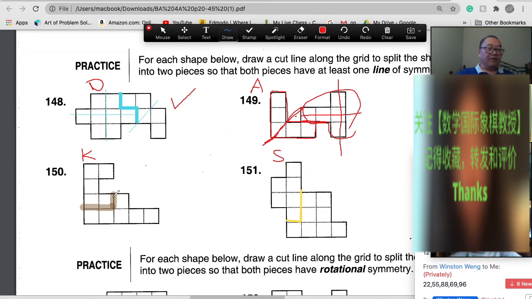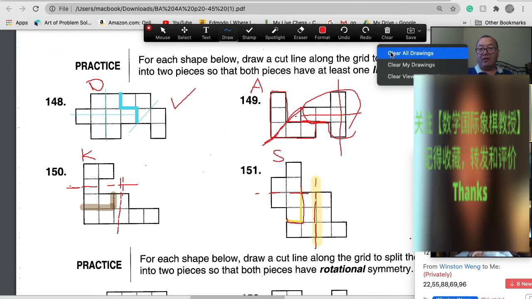Okay. Now let's see Kimberly. Kimberly 150. Yeah, do it like this way. Then you get this piece, the symmetry line will be like this, right? This one symmetry line, and then you have this way. Yes. Now let's see Samuel, 151. You separate this. Yes, I think this one's right. But this way, this one has symmetry like this. This one you have a vertical symmetry line. Yeah, exactly. Very good.